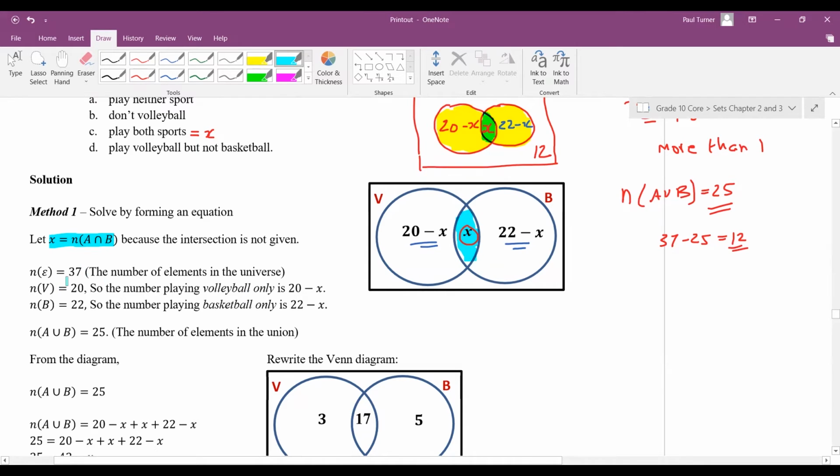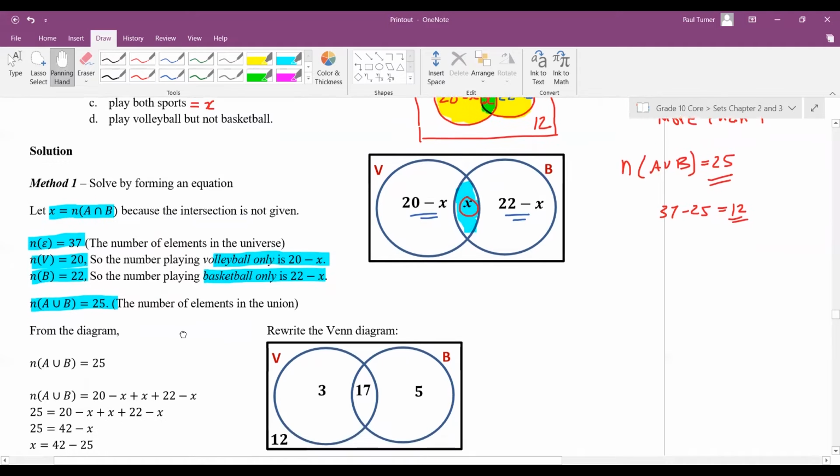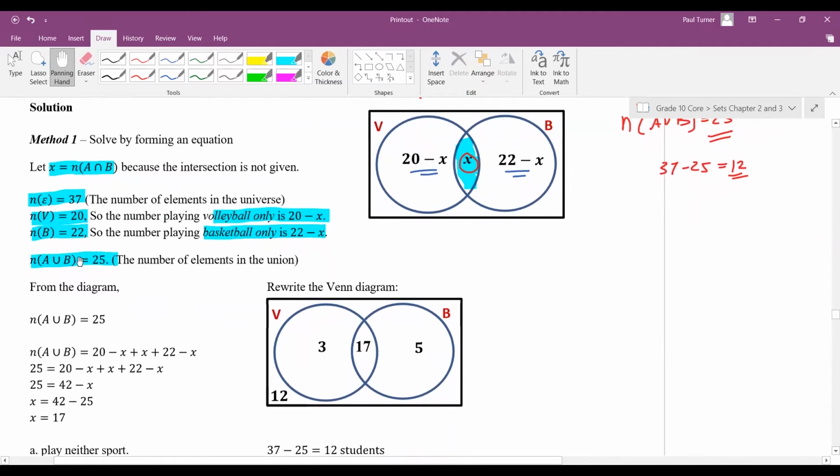Okay, and then the number in the universe is 37. The number in volleyball is 20. So the number playing volleyball only is 20 minus X. That's here. The number in basketball is 22. So the number playing basketball only is 22 minus X, which is here. And the number in the union, as I mentioned, is 25. And that's the number of members in the union. So what I did here, I won't rewrite this, but let's take a look at our equation.